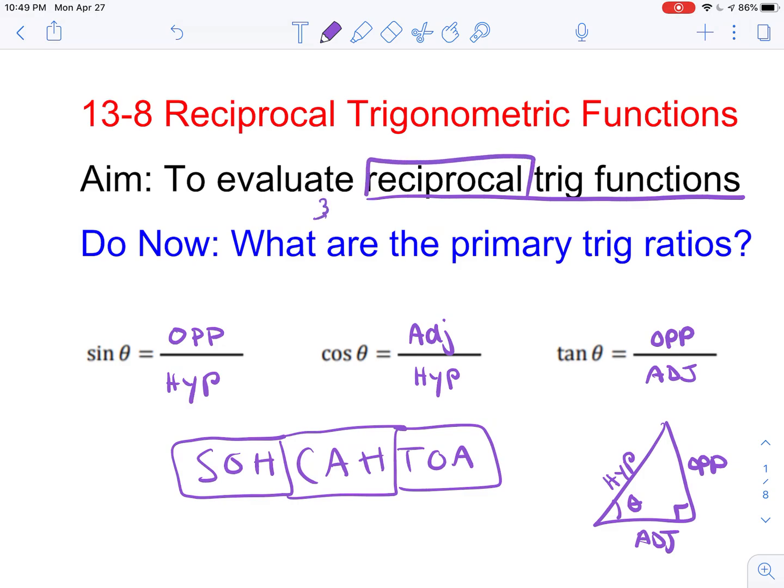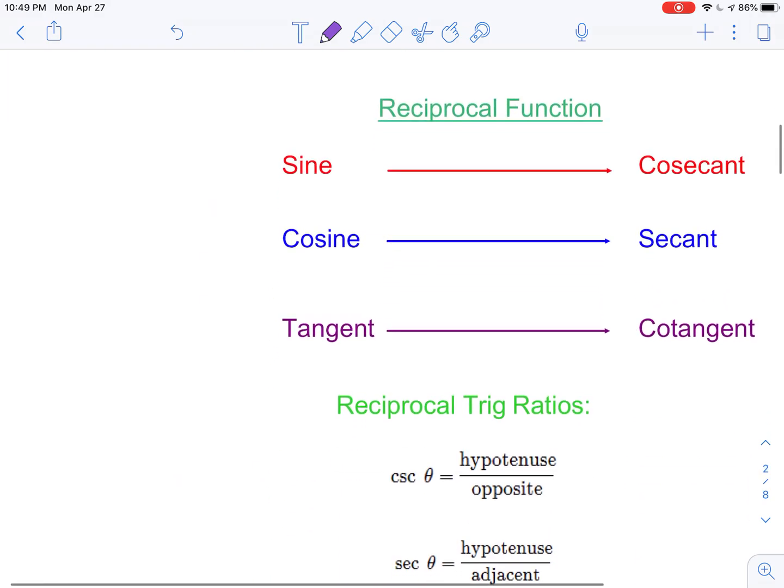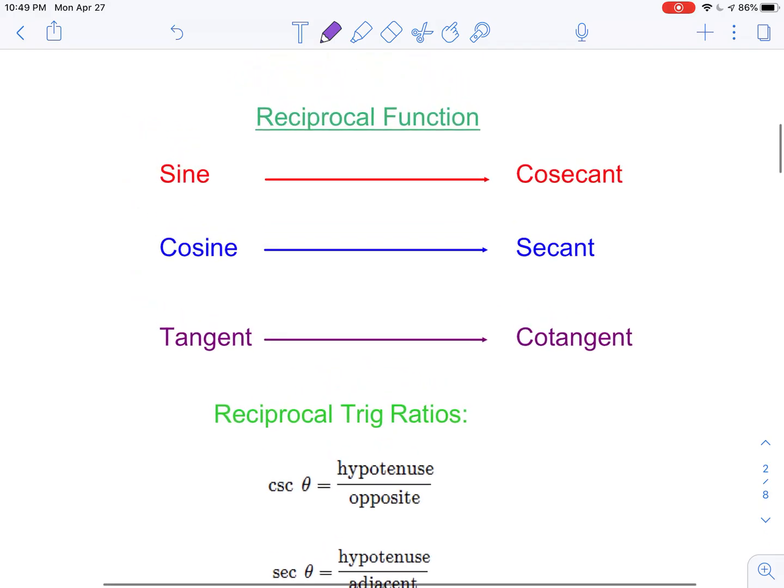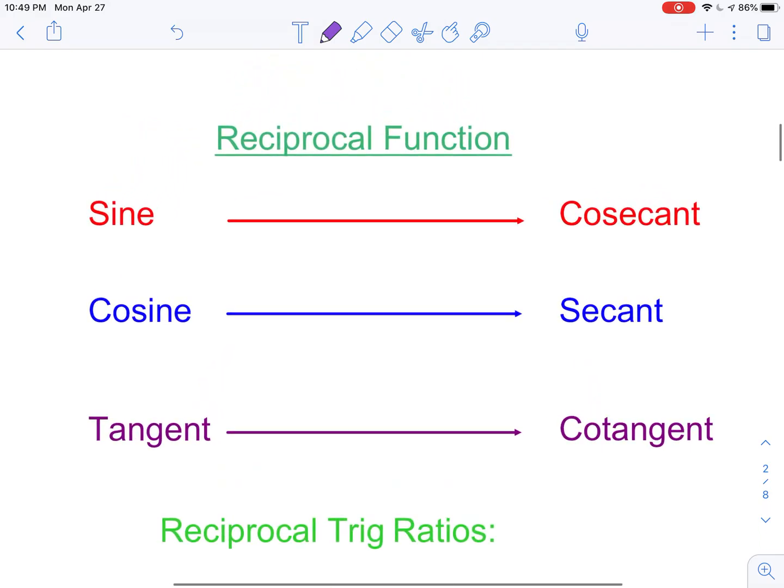So hopefully you know what the word reciprocal means, right? If I have a fraction, let's say 3/4, the reciprocal of it is 4/3 because it is flipped, okay? So the reciprocal trig functions that we're going to look at today are going to be these primary trig ratios flipped. So let's take a look.